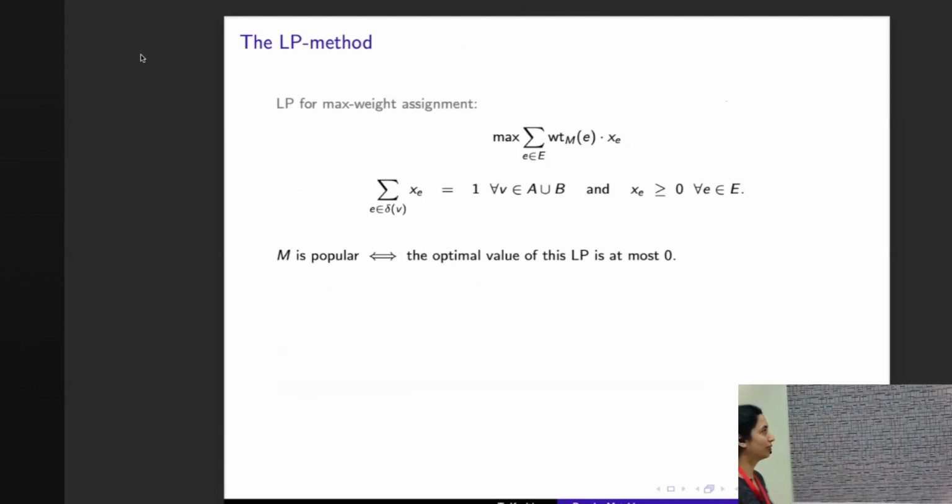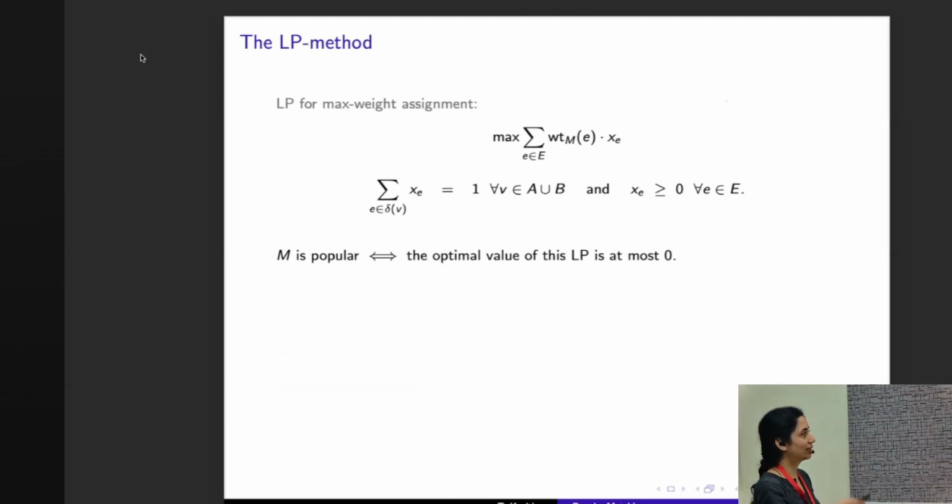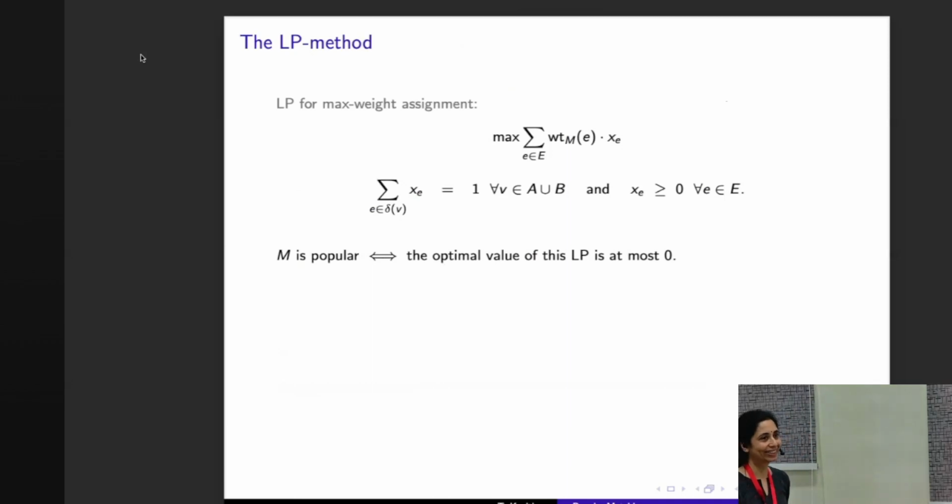So let's write the LP for max weight perfect matching. That's a very nice and simple LP. So M is popular if and only if the optimal value of this LP is at most 0. Now you all know the algorithm. What do we do next?